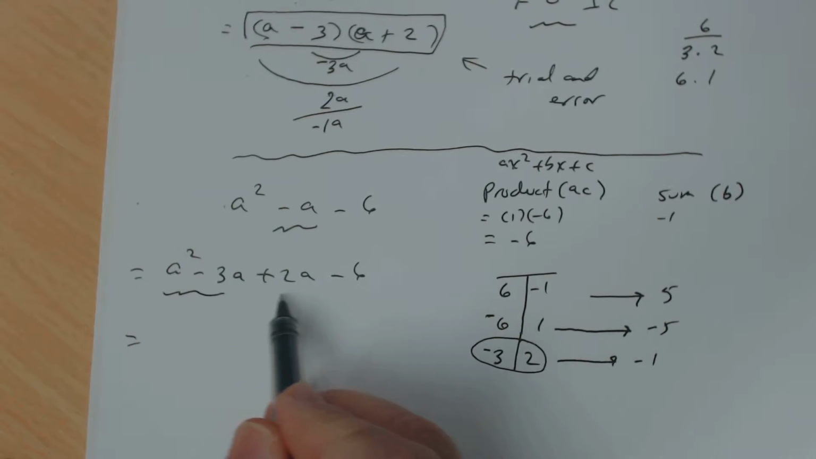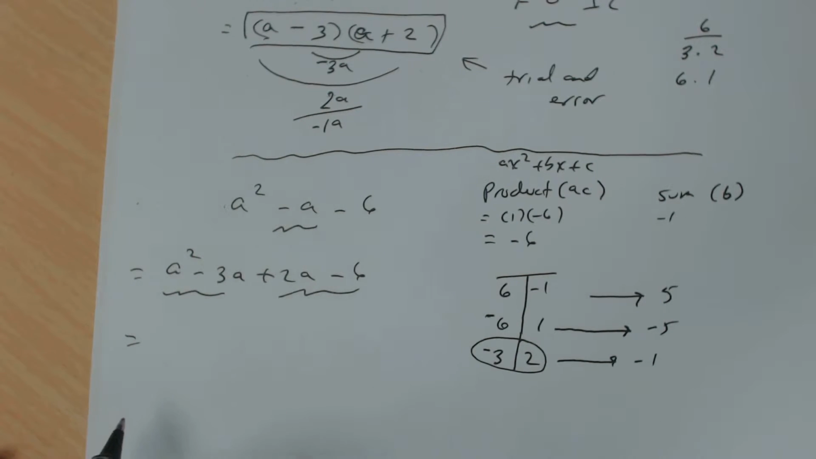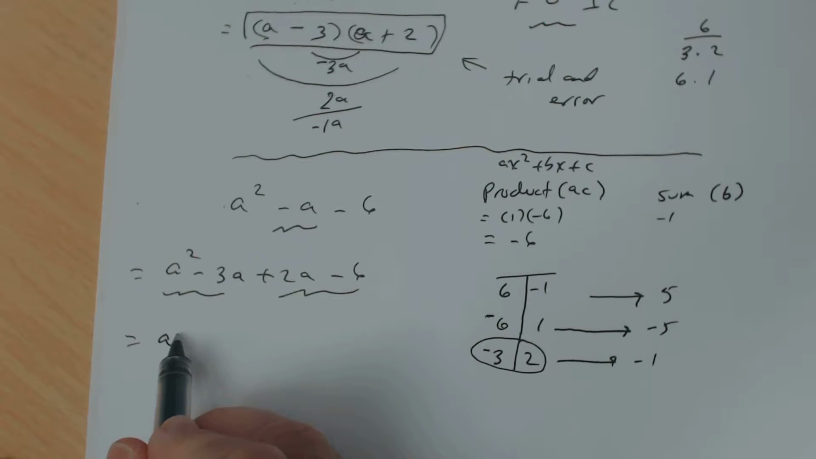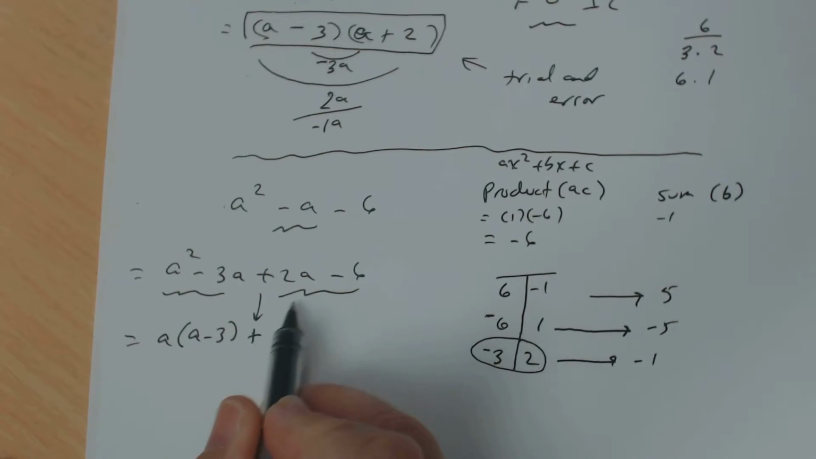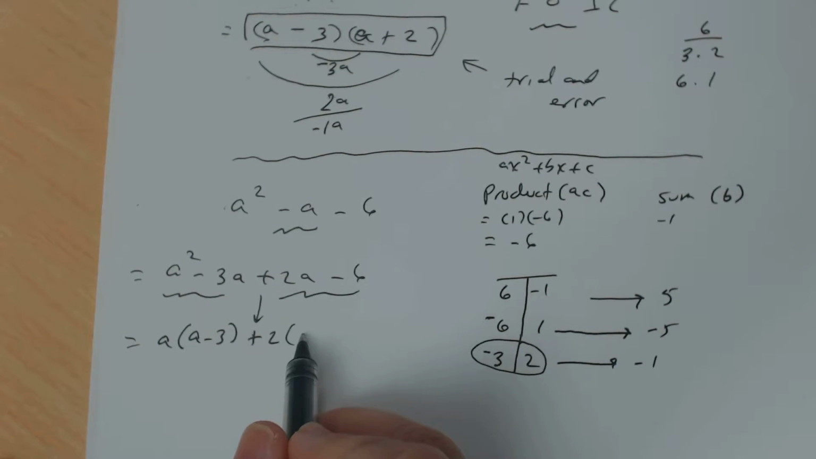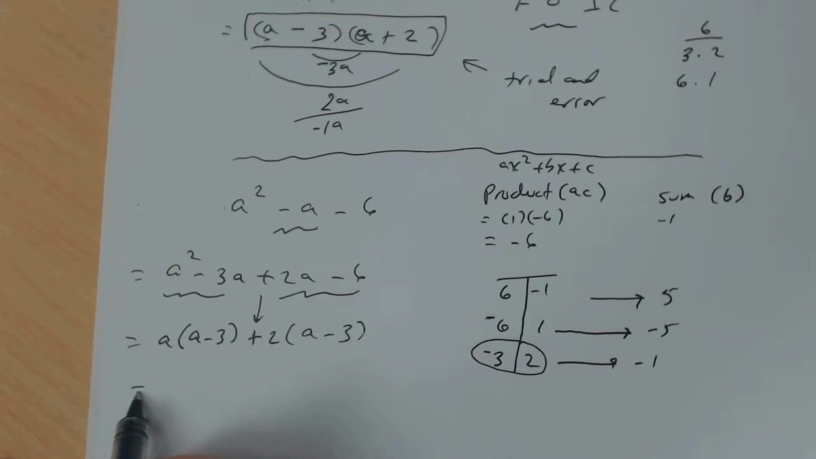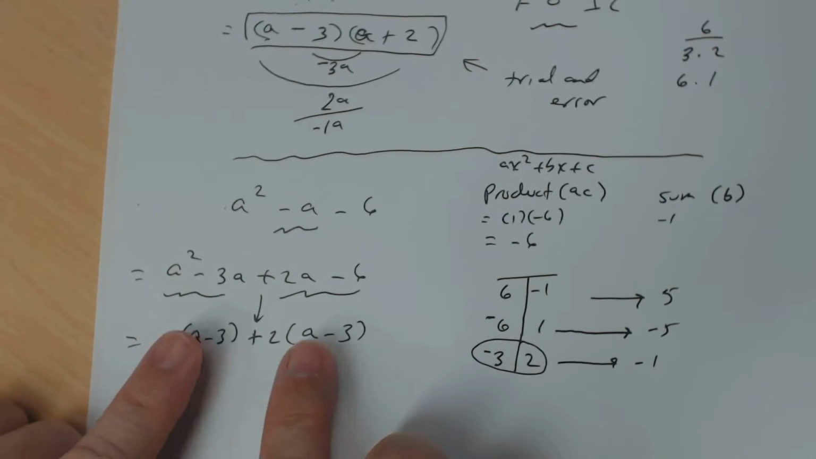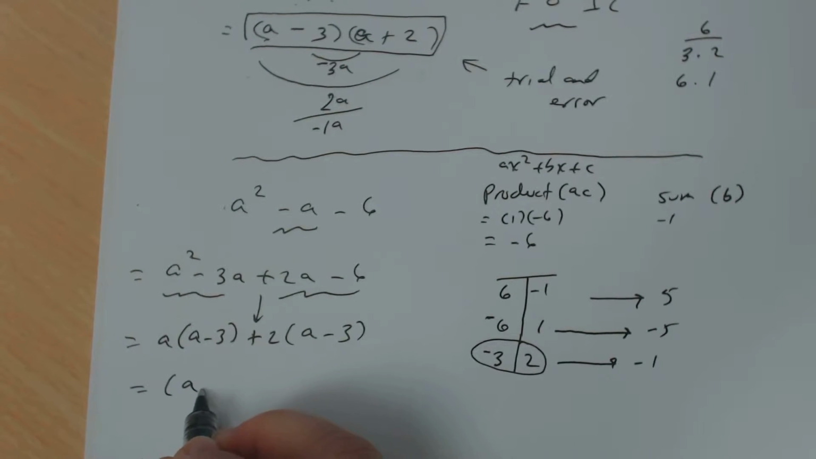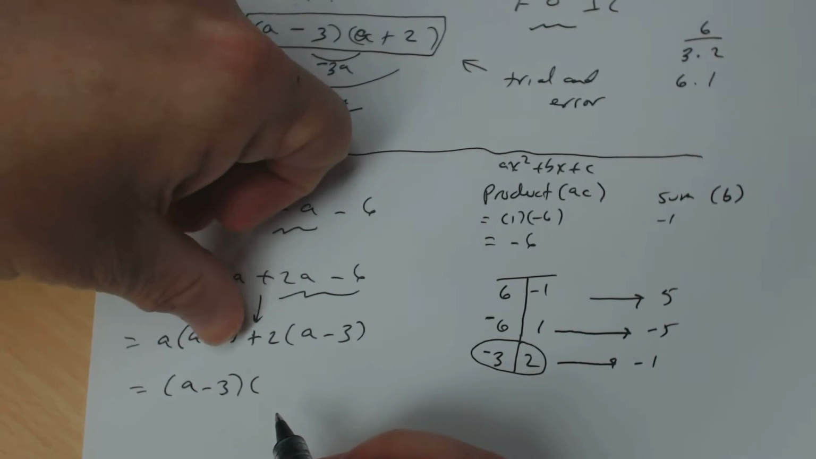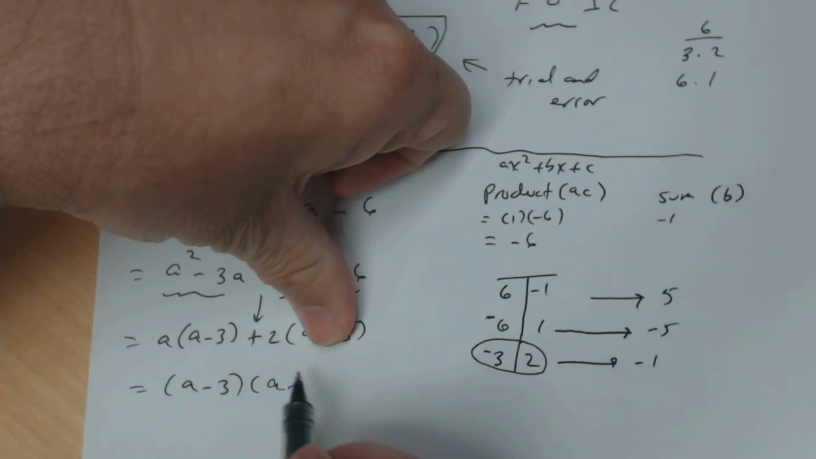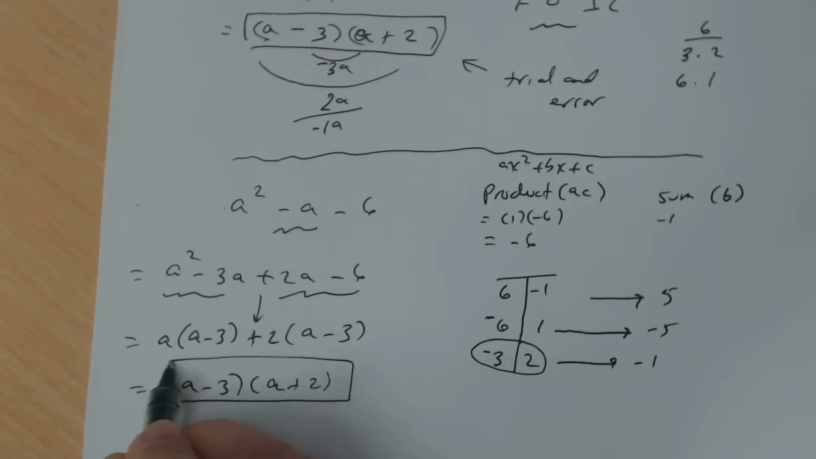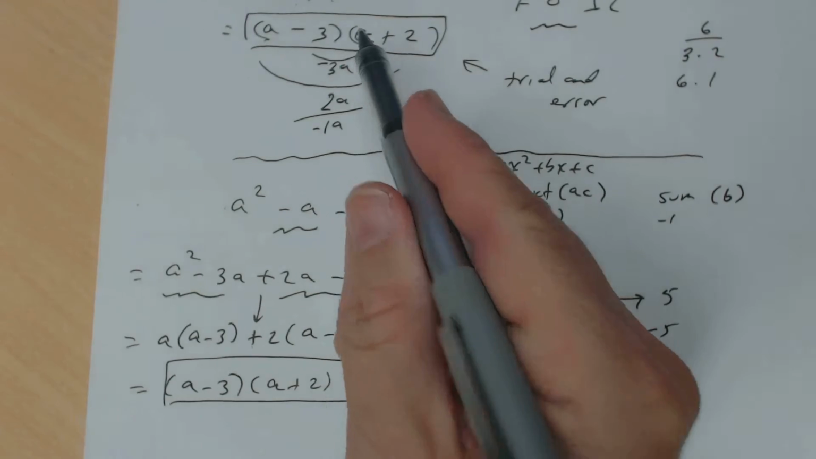Now let's go ahead and factor by grouping. So I'm going to group the first two, group the last two. When I group the first two, I can factor out an A. I'm left with A times A minus 3. And then over here, I can factor out a positive 2. And when I factor out a positive 2, I get A minus 3. And so from these two groups right here, they have an A minus 3 in common. So I get A minus 3 times, and when you factor out an A minus 3, you're left with A plus 2. And so notice that this right here is the same as this.